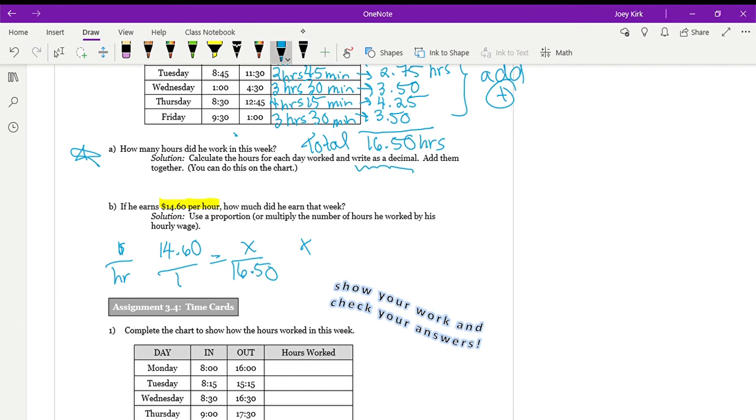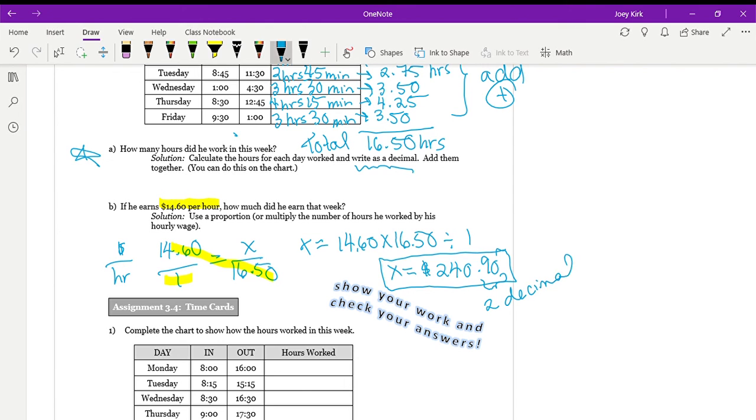So we cross multiply, so we multiply our pair, divide our spare. Okay, so x is going to be equal to 1460 times 1650 divided by 1. And that is going to be equal to $240.90. And just a reminder here, you are only going to go to 2 decimal places. Okay, so 2 decimal places because that's all you get for money.